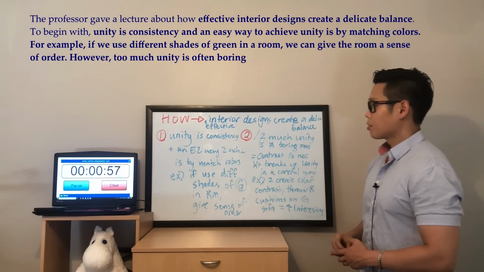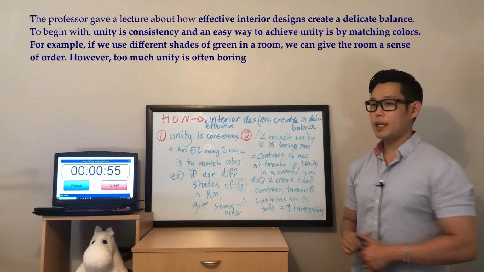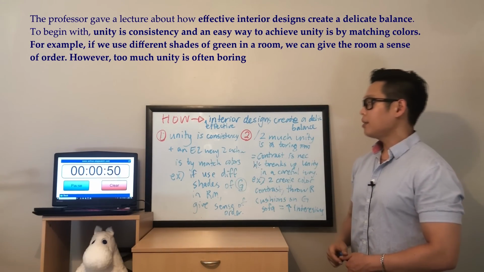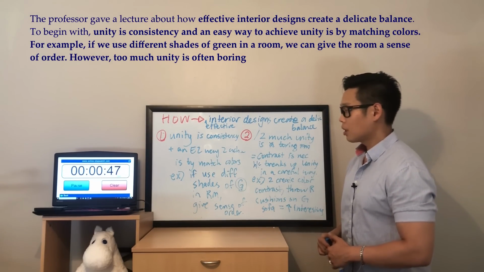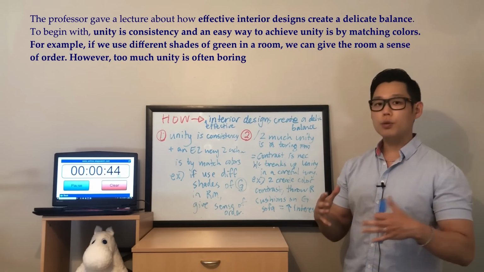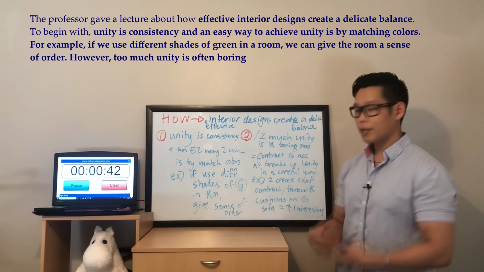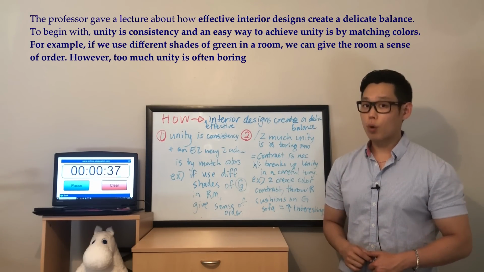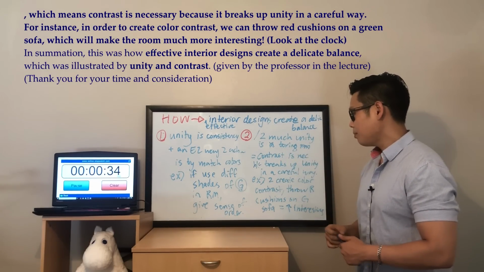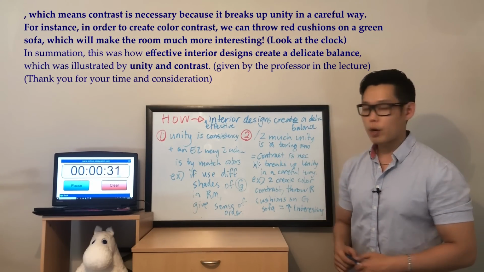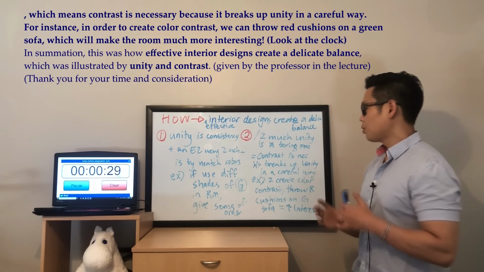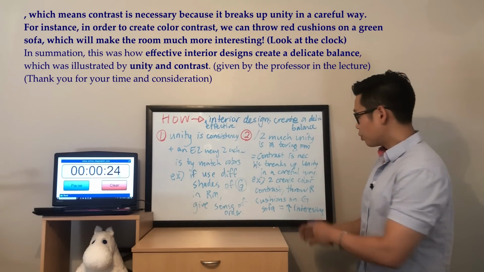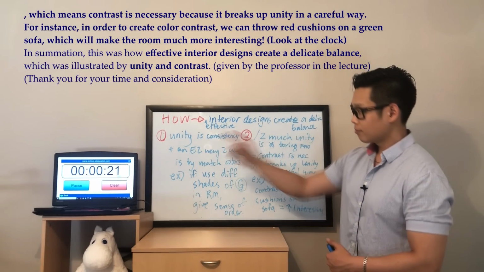The professor gave a lecture about how effective interior designs create a delicate balance. To begin with, unity is consistency, and an easy way to achieve unity is by matching colors. For example, if we use different shades of green in a room, we can give the room a sense of order. However, too much unity is often boring, which means contrast is necessary because it breaks up unity in a very careful way. To be more specific, in order to create color contrast, we can throw red cushions on a green sofa, which would make the room become much more interesting.